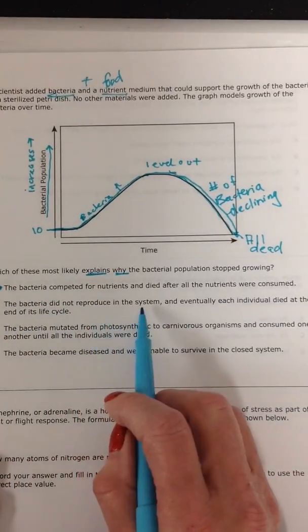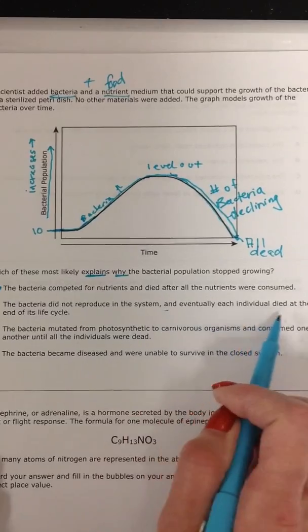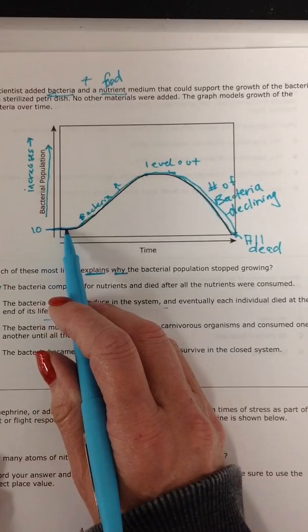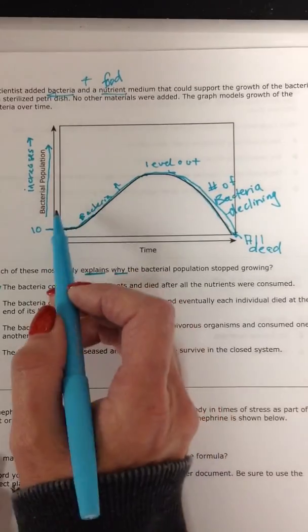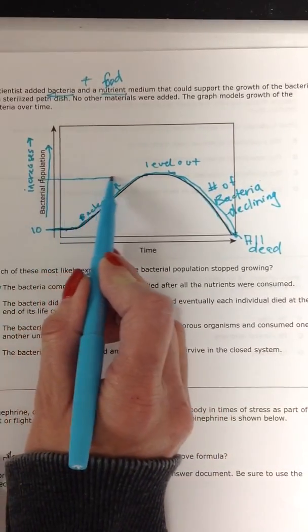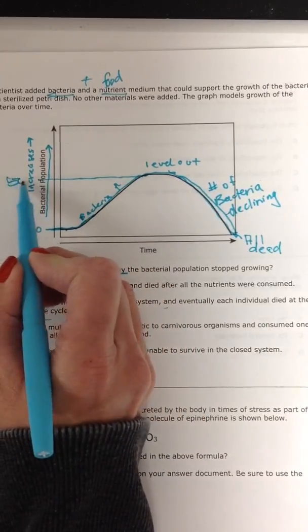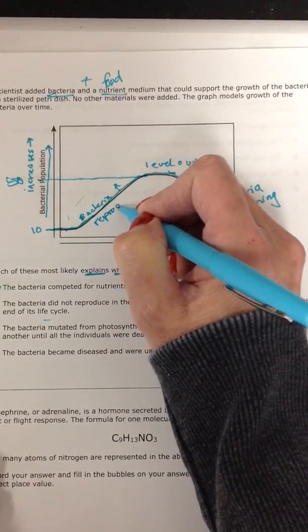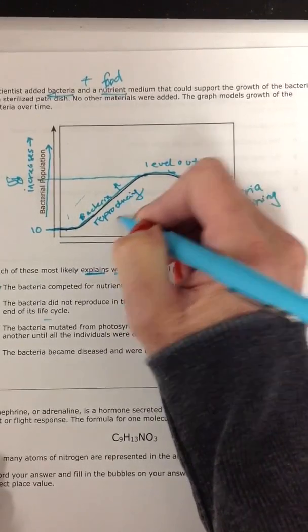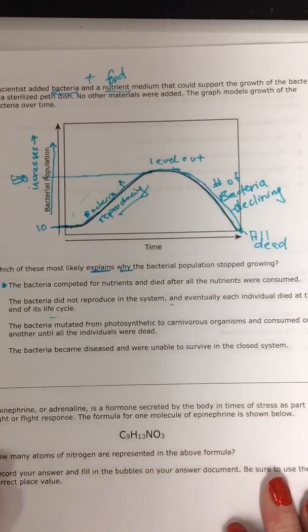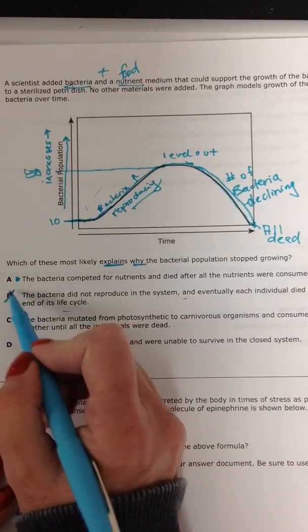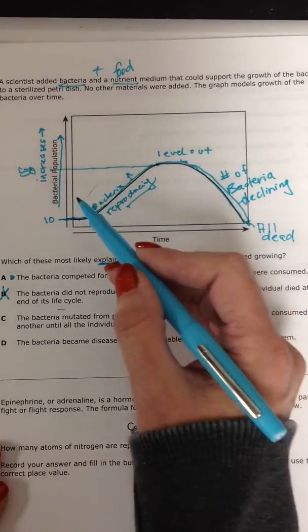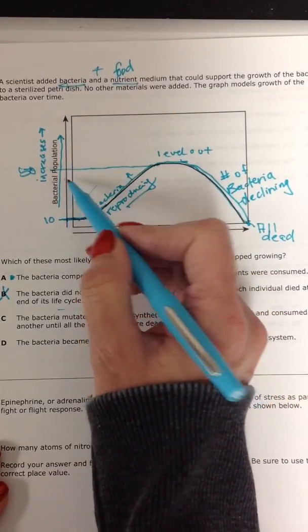The bacteria did not reproduce in the system, and eventually each individual died at the end of its life cycle. Well, that's not so true. We started with 10 bacteria, and obviously if the number of bacteria is increasing, we could say maybe this is 50. So they're definitely reproducing, okay? They're reproducing here and making more bacteria. So that cannot be true. They did reproduce because the numbers increased. The population increased, right? From here to here.